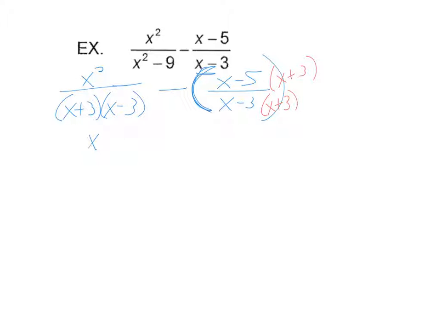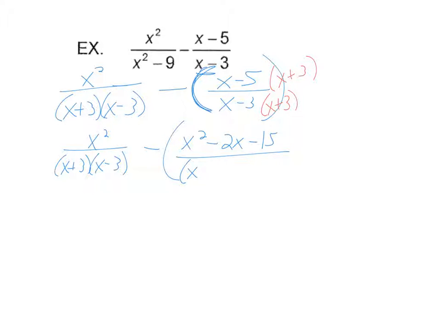So I've got x squared over x plus 3, x minus 3, minus, and now I'm going to FOIL the x minus 5 times the x plus 3. So when I FOIL that, that will give me x squared, outside and inside would be minus 2x, and then minus 15 over x plus 3, x minus 3.